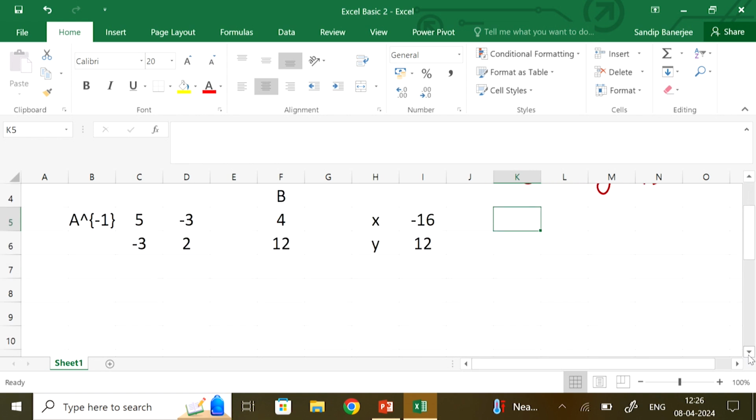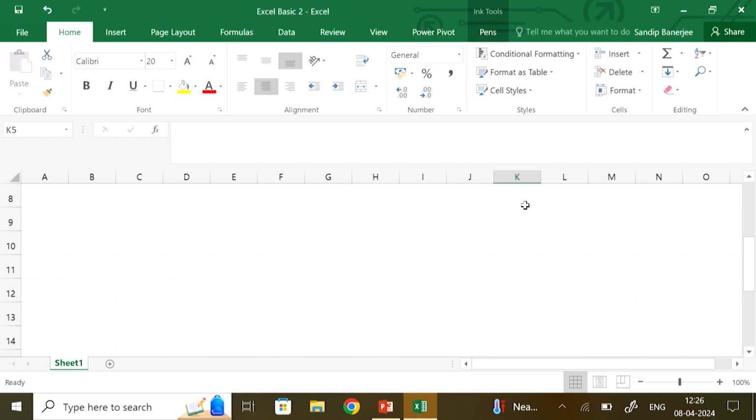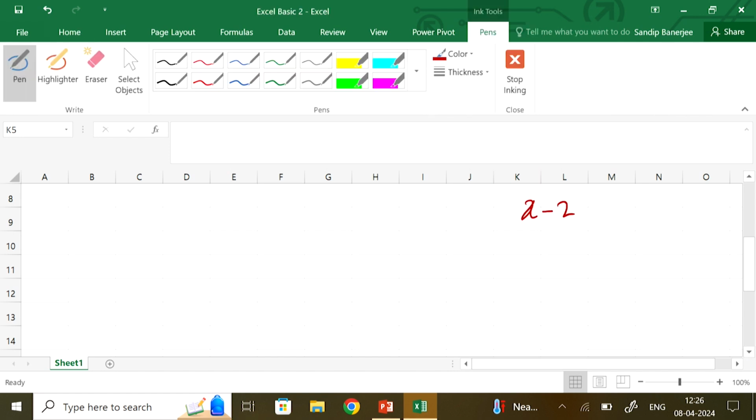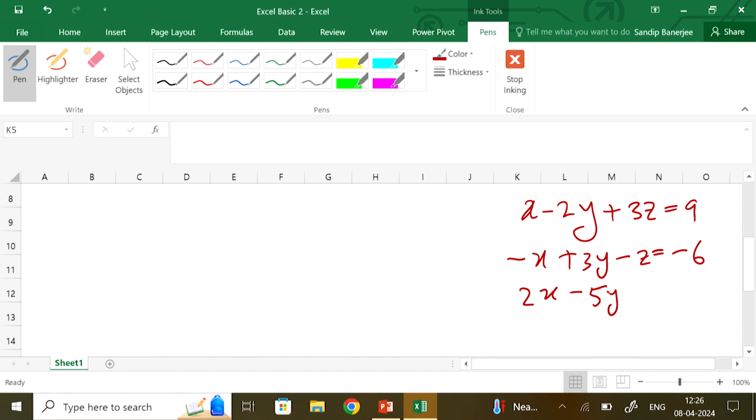Let us take another one. Say I increase the variables: x minus 2y plus 3z equal to 9, minus x plus 3y minus z equal to minus 6, 2x minus 5y plus 5z equal to 17.